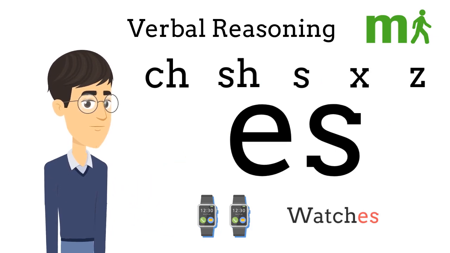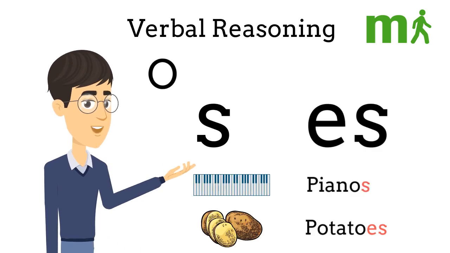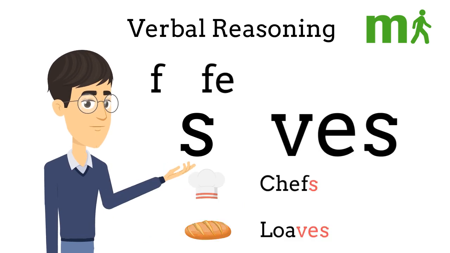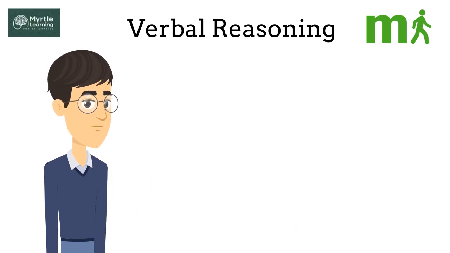For example, words ending in ch, sh, s, x and z require an es at the end. Words ending in o can be either s or es at the end. Words ending in f or fe generally require ves in their place, but some words will have just s.